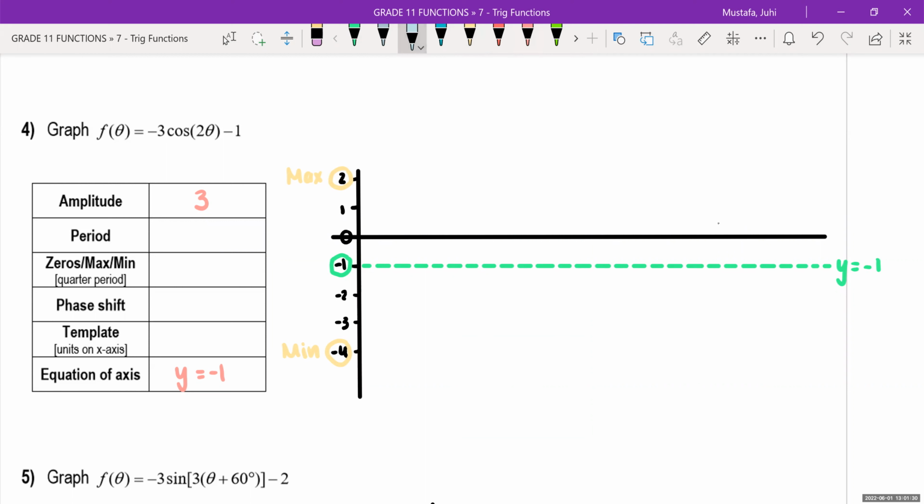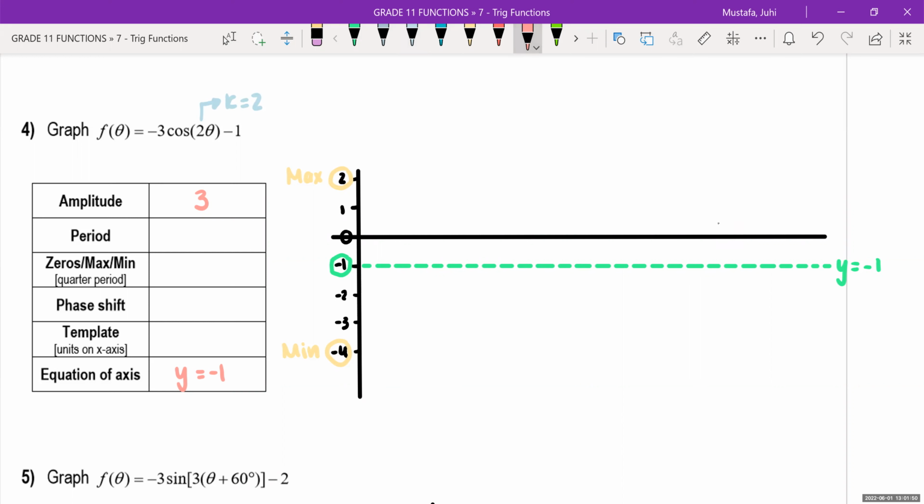Okay, get excited because we finally have a letter K. In this question, the number in front of the theta represents your K value. So K is equal to 2 here.